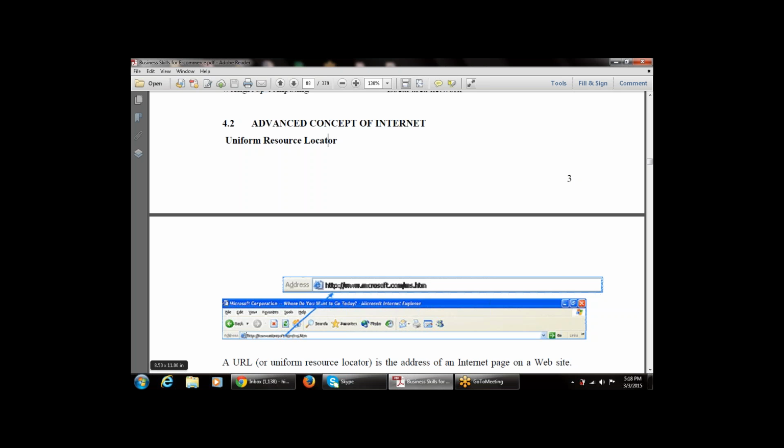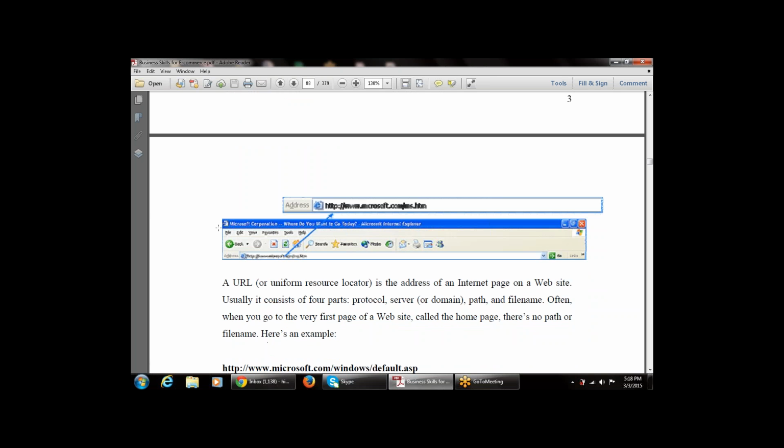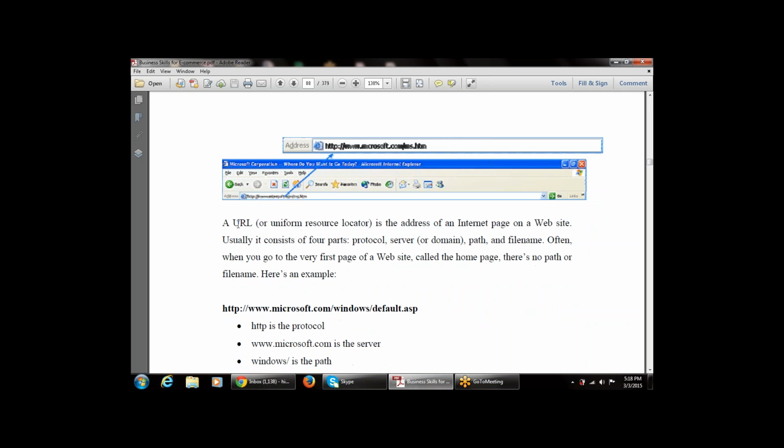So always the URL is available in the address bar. It first starts with HTTP, the hypertext transfer protocol, then colon double slash, then www.microsoft.com/couples.htm. We have to put the URL inside the address bar. A URL, a uniform resource locator, is the address of an internet page on a website. It is nothing but the address of an internet page.